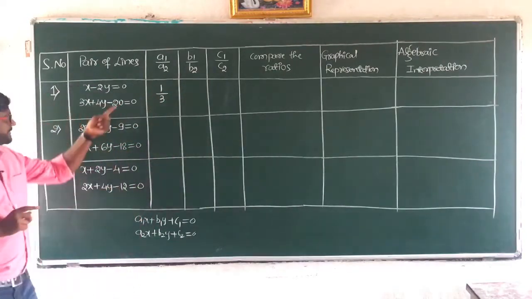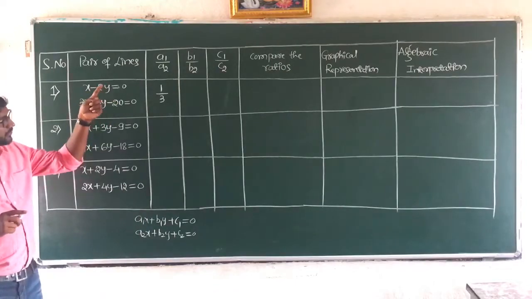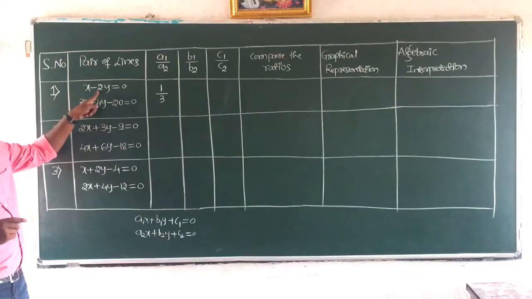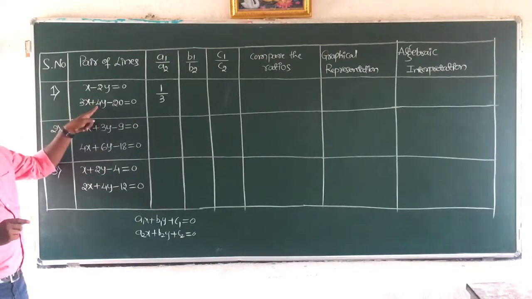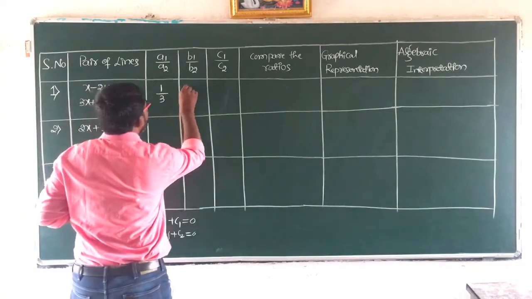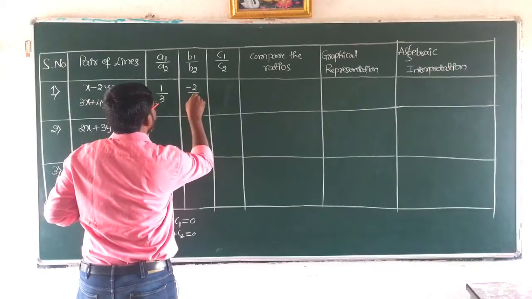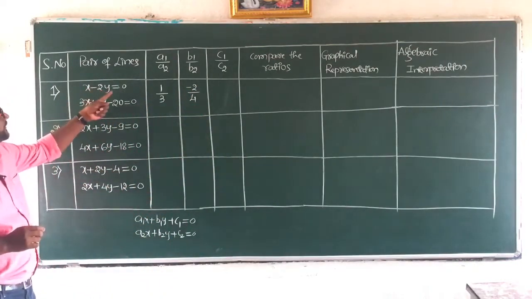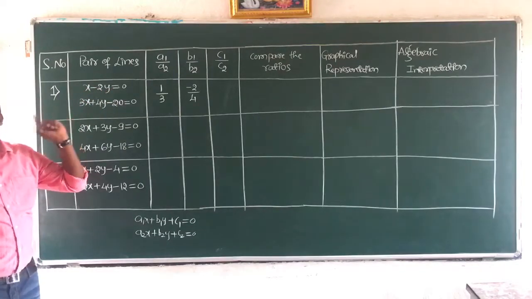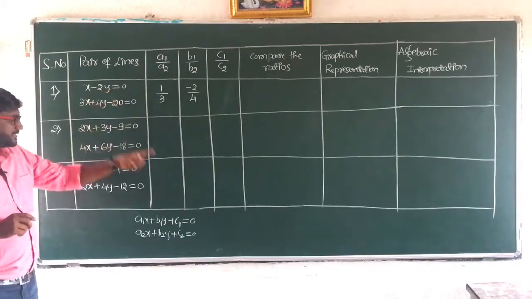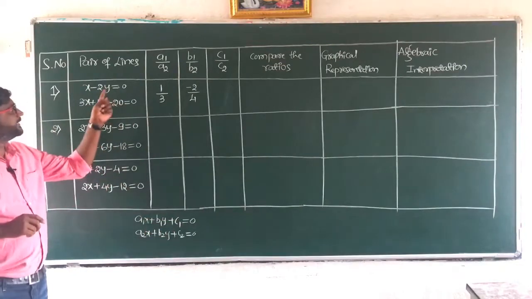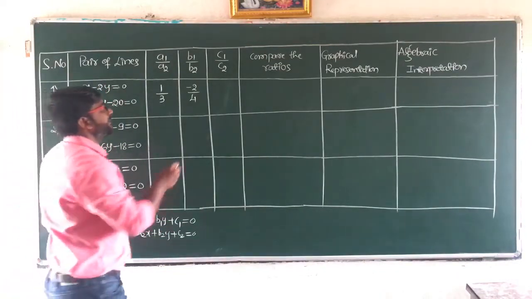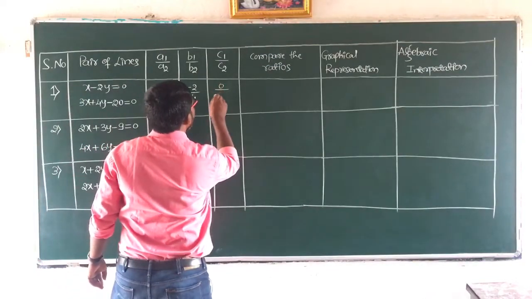Then for the same set of equations, we go for b1 by b2. What is the value of b1 here? It is minus 2, and the b2 value is 4. So minus 2 divided by 4. Then c1 by c2. What is c1 here? The value of c1 will be 0, because we do not have the constant term here, it is missing. So 0 divided by minus 20.